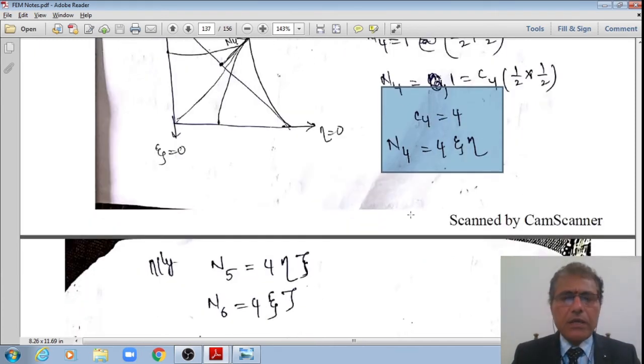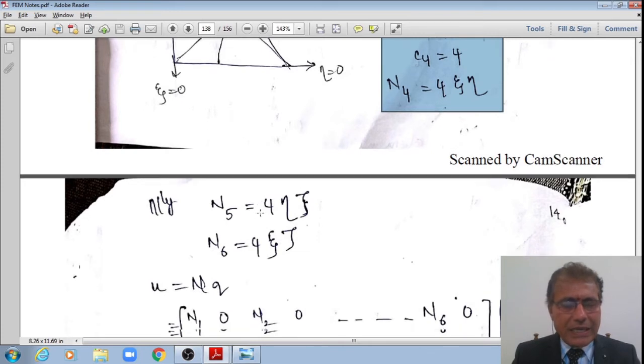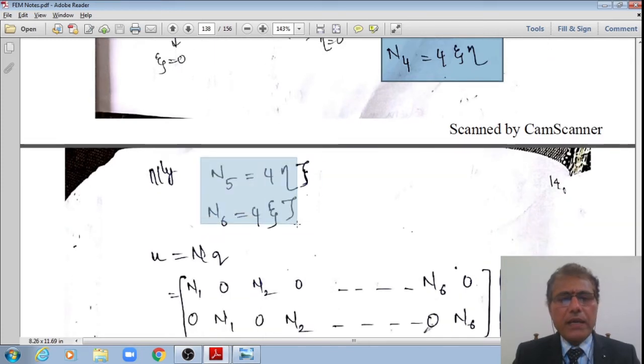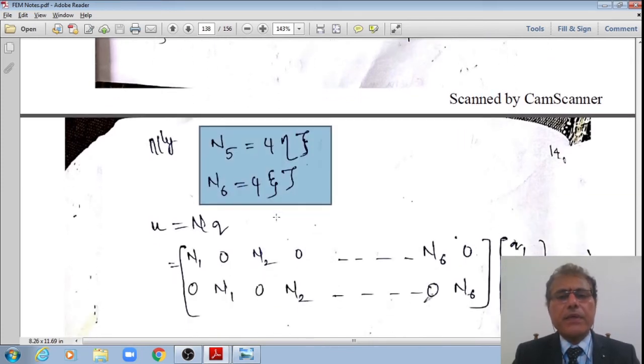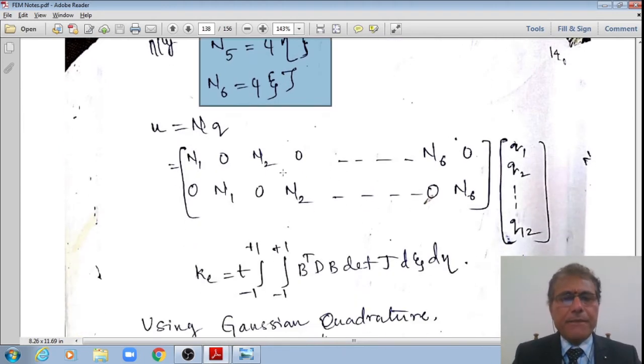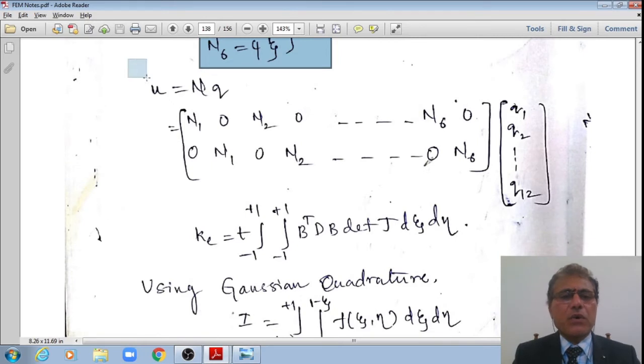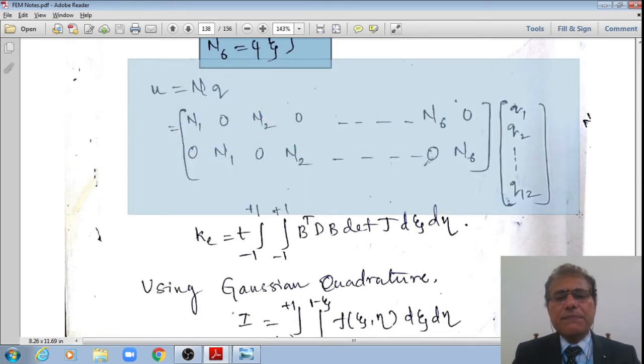As we have discussed for N4, in a cyclic fashion, now I can say that N5 can be written as 4 eta zeta, and N6 as 4 xi zeta, in a cyclic rotation fashion. Then once we derive these shape functions, students, now I'll write the displacement.